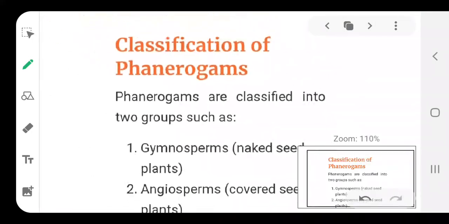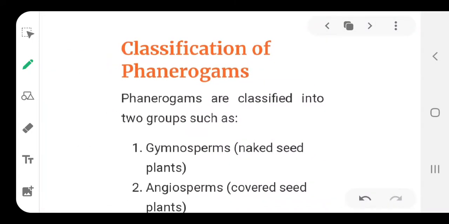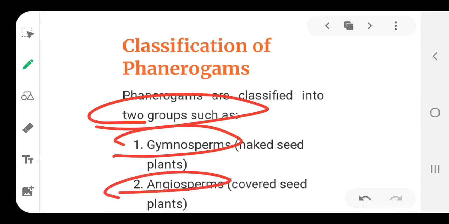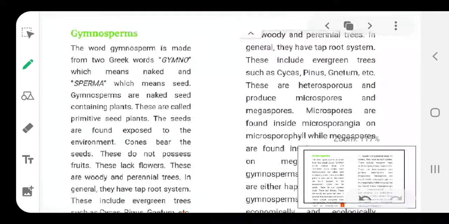Okay? Then, as I have told you, these phanerogams have further two groups. They are classified into, as you have seen in the first screenshot there, gymnosperms and angiosperms. So, gymno, I have told you, means naked seed plants, and angio means covered seed plants. Now, we will study about these gymnosperms and angiosperms as the tutorial moves on.